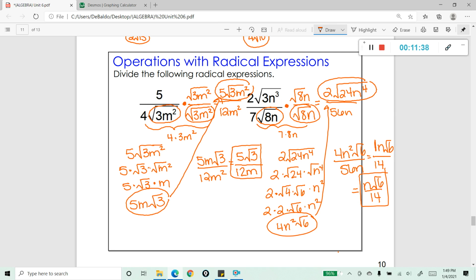So you can see that's a huge process. There's a big procedure here to really practice. But with a little bit of practice, practice makes perfect.